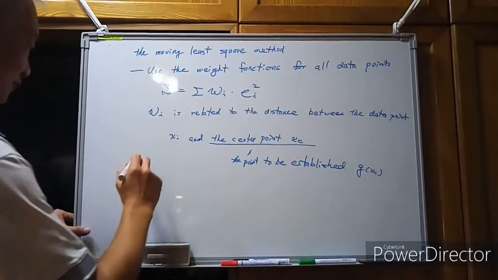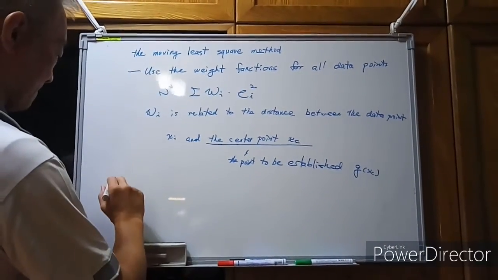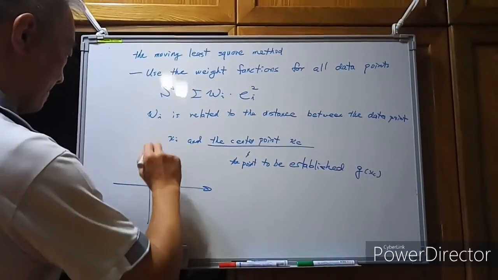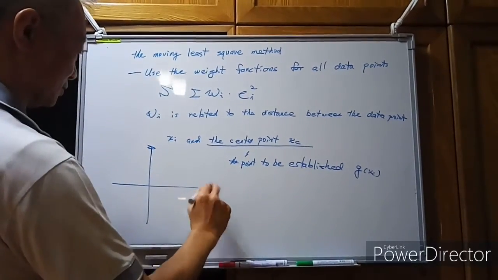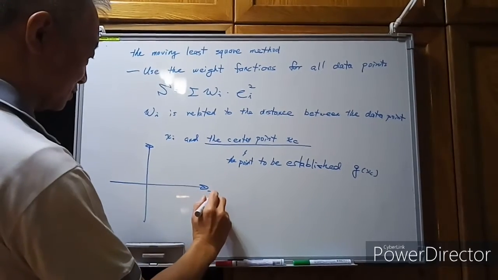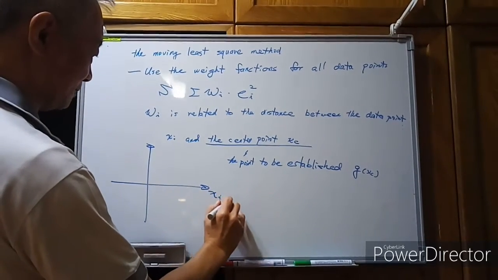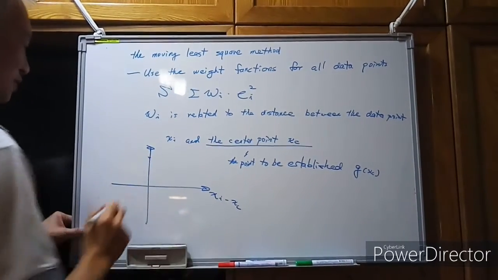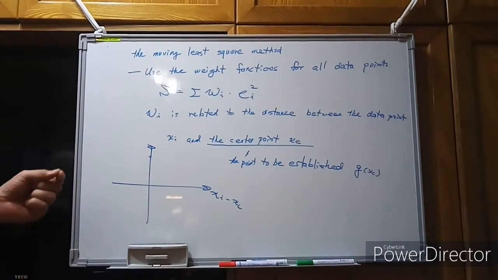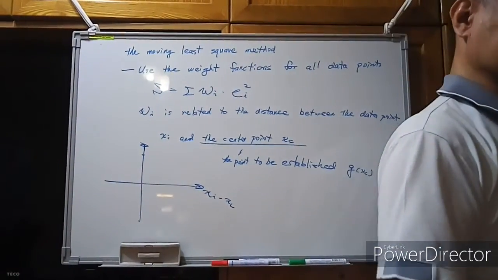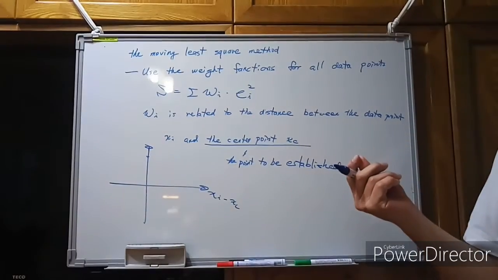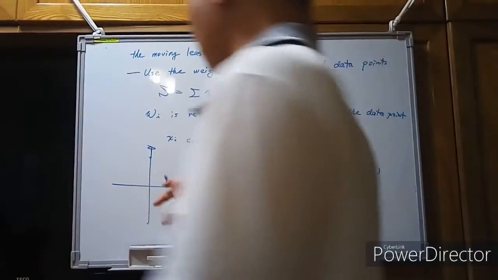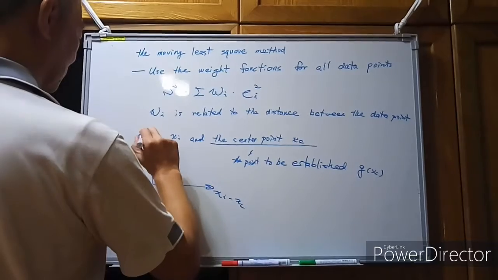Okay, so what is the shape of the function? We can draw the diagram, which is xi minus xc. For the distance equal to 0, if the data point is exactly located at the center point, then we get the maximum w.